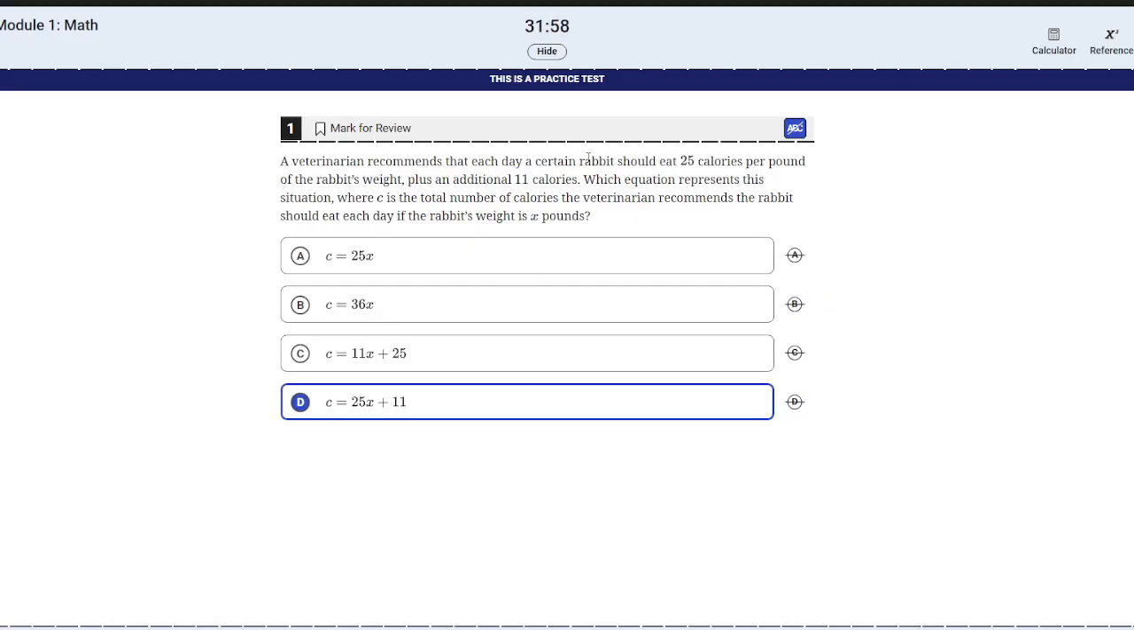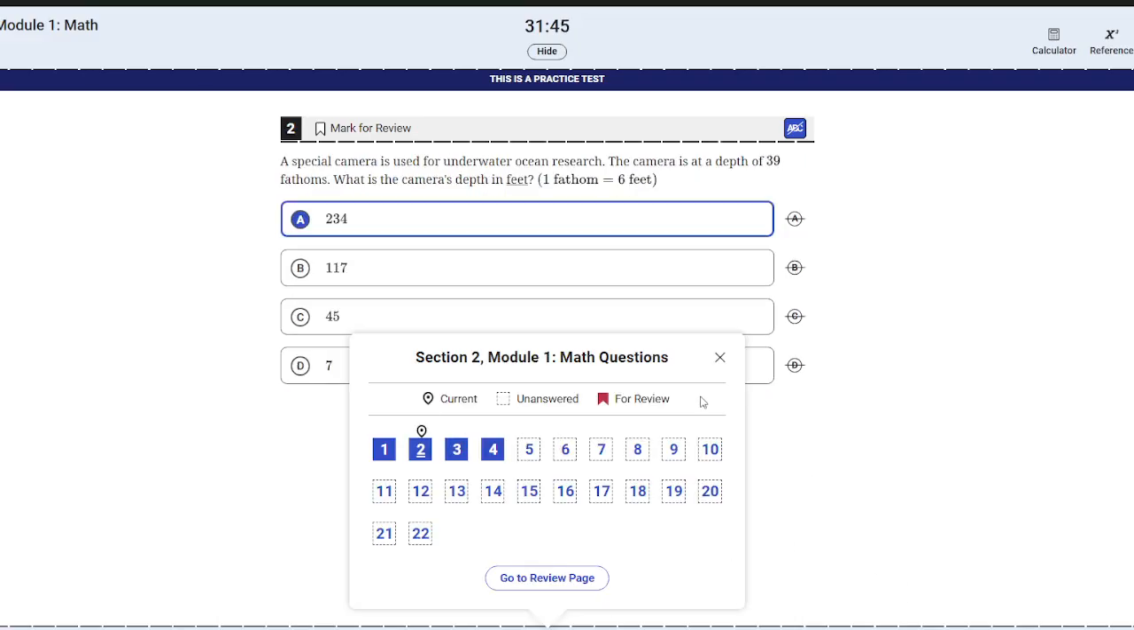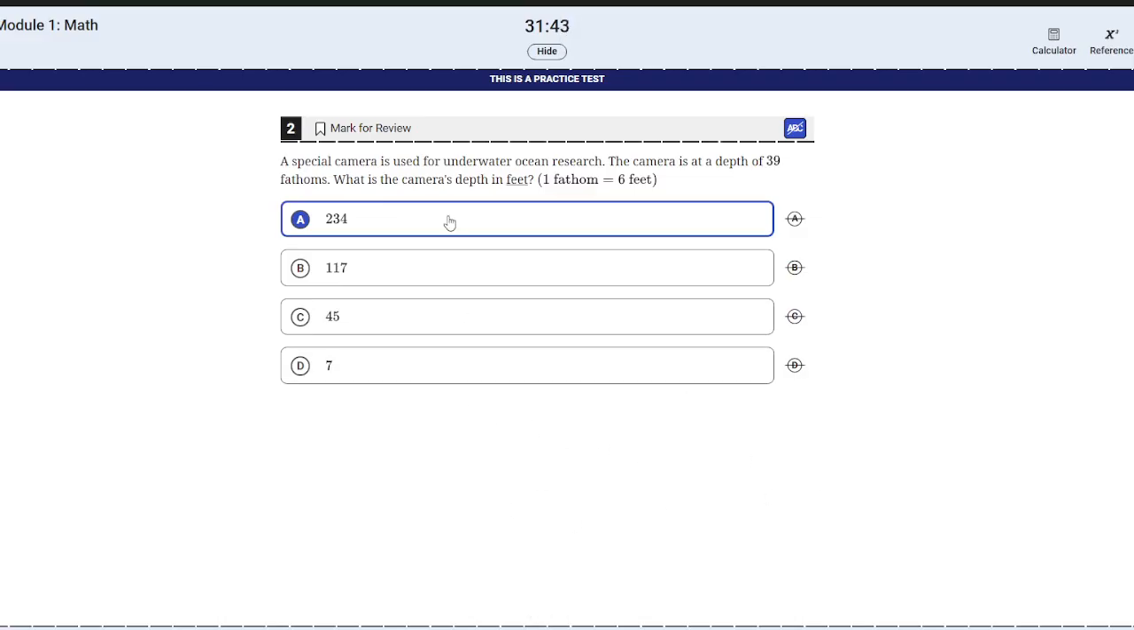So, a veterinarian recommends that each day certain rabbits should eat 25 calories per pound of a rabbit's weight, plus an additional 11 calories. So, this is the rate, this is the y-intercept technically, so 25x plus 11. My recorder stopped working after like 3 questions, so we're just going to redo them essentially.